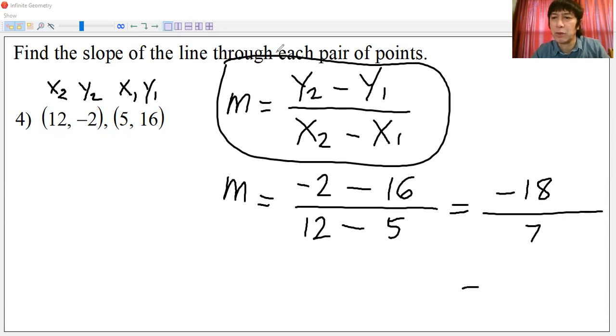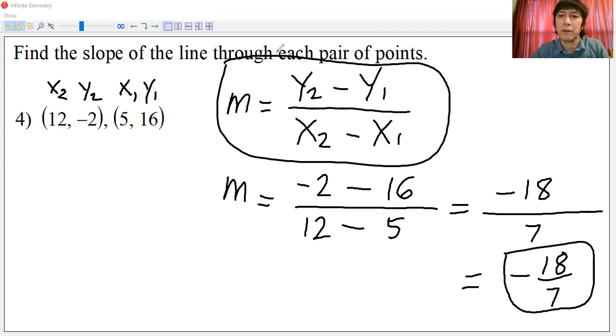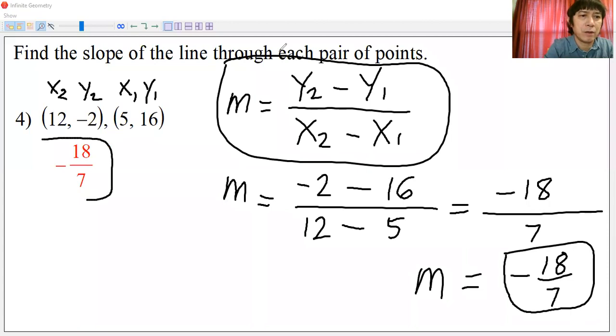And we already have the slope. That's -18 over 7. There. And this is our slope. Okay, let's check. Okay, so this is our answer, and it's the right answer, -18 over 7. Let's now continue with the next number.